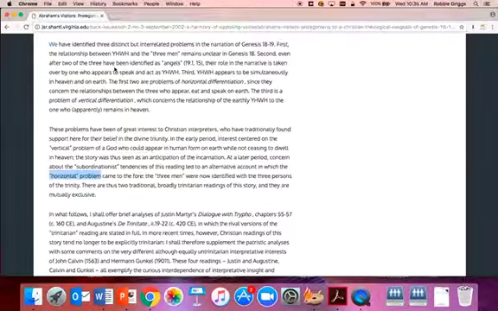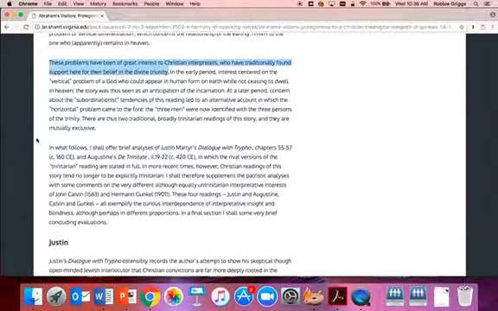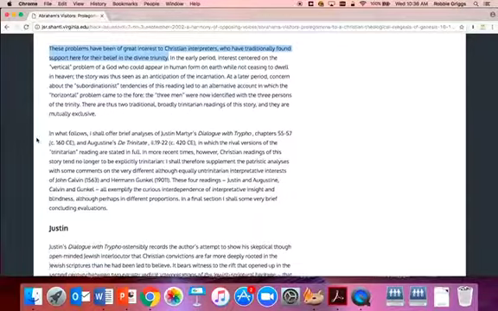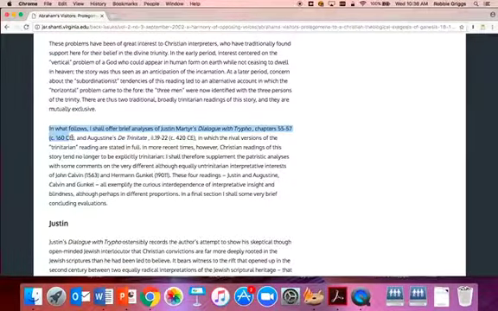So he's given us the context of the passage, the problems he's identified. Now he gives us the context of Christian interpreters. So he says these problems have been of great interest to Christian interpreters who have traditionally found support here for the belief in the divine triunity. That's why Francis is talking about these things. After that, where he tells us the significance of the problem, he goes on to outline what he's going to do.